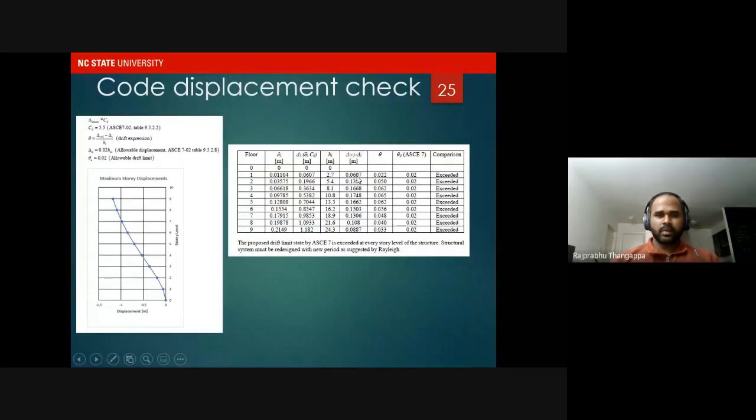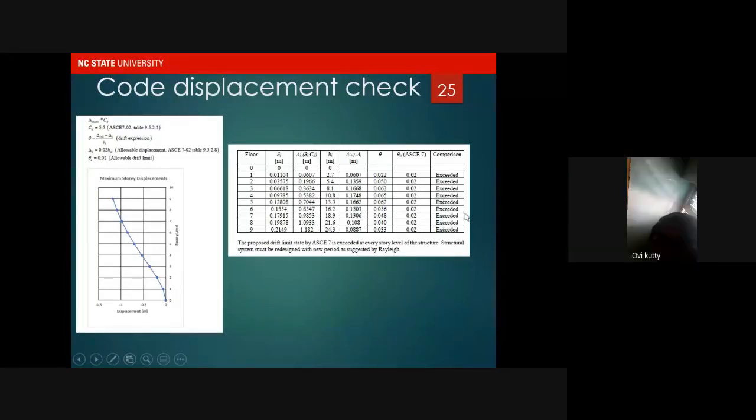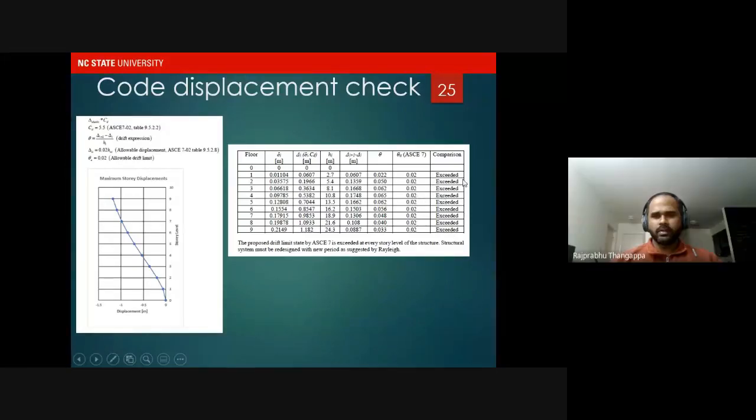And so we calculate the drift ratio. The drift ratio would be the difference in displacement between the stories upon the height of the story. So we calculate the drift ratios and compare them with the allowable drift. And you can see the allowable values are exceeded.